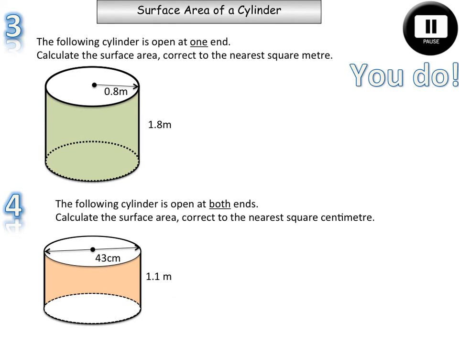Okay, so here are 2 questions for you to do. The first one is a cylinder which is open at one end, and question 4 is calculate the surface area, but this one is open at both ends. So pause the video, attempt both of these, so you might have to recap on some of the formulas to answer this, and I'll show you the answer in a moment.